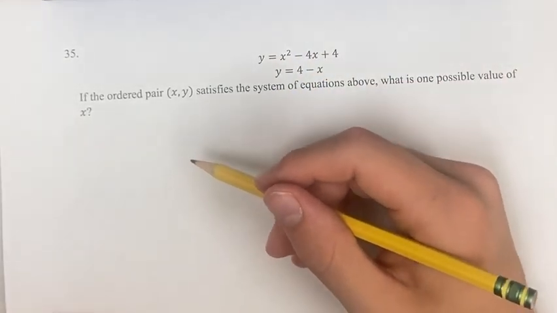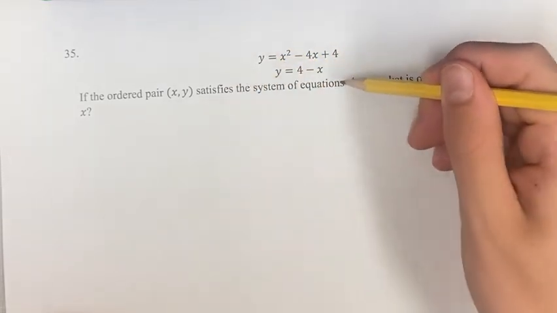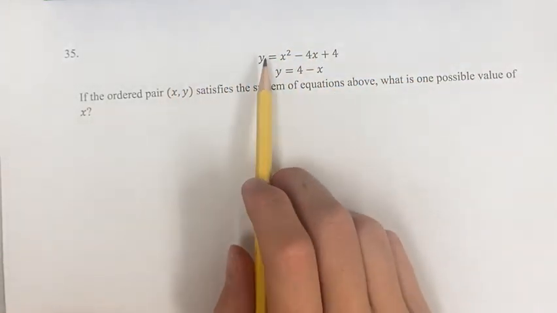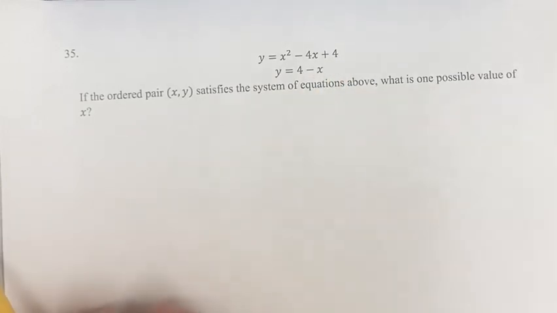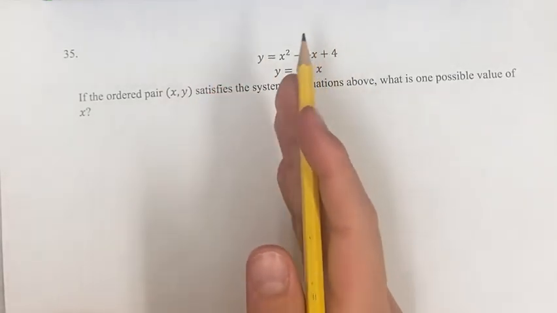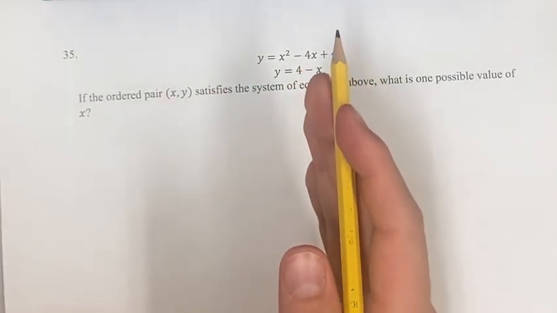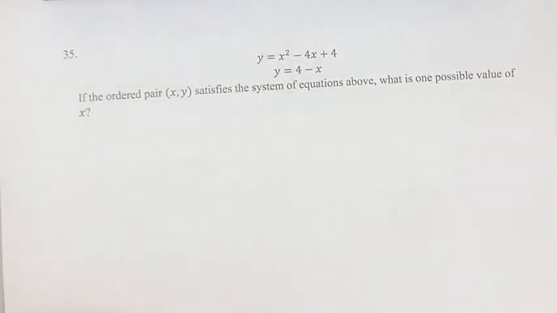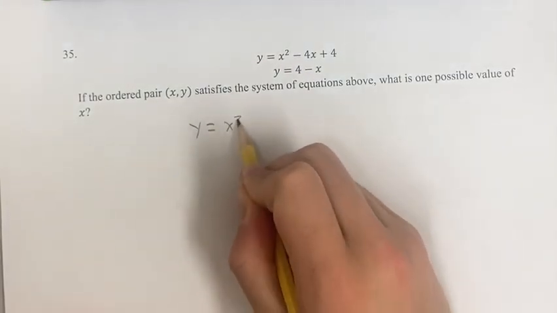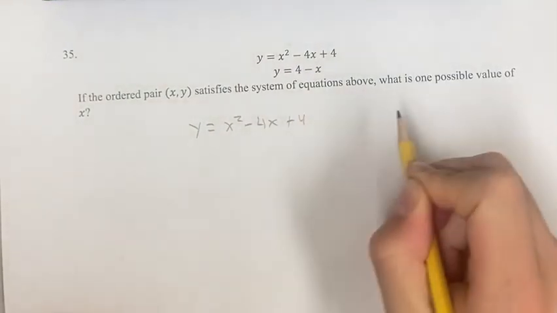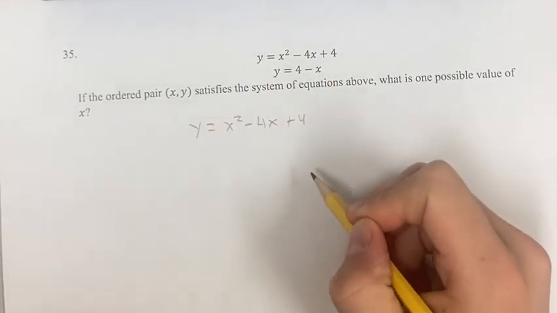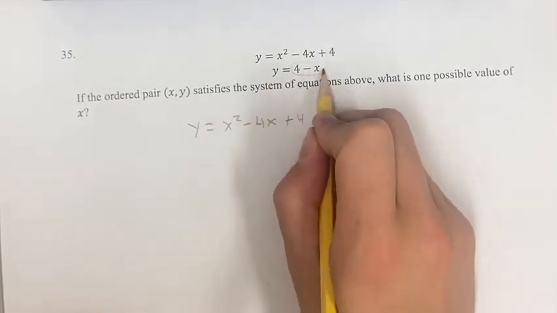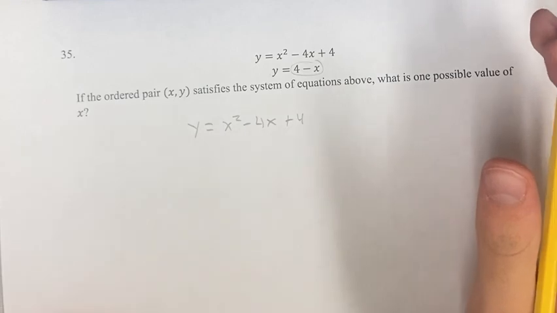Elimination is generally good when you have one equation and the other, and they line up. So if we had y equals x squared minus 4x plus 4, if the other equation was y equals some number of x squared plus some number of x plus a constant, and they all lined up, we could use elimination. Here, we have y equals x squared minus 4x plus 4, and then we have y in terms of x. So we have y is equal to 4 minus x, so this is better for substitution.